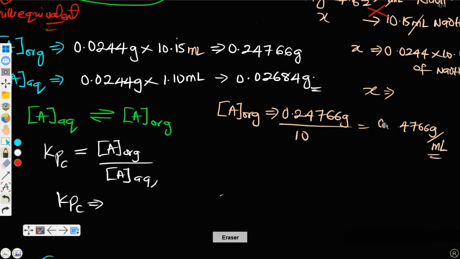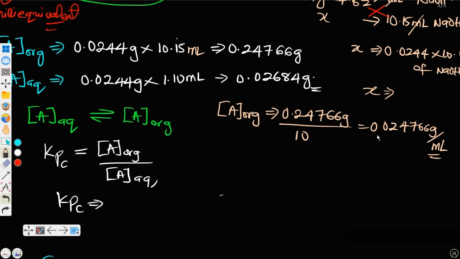Now, okay, this is supposed to be 0.0024766 gram per mole. The reason why I did not put it in gram per mole is because you already know that this amount is in 10 mole. So if you want to put it in gram per mole, just divide by this.